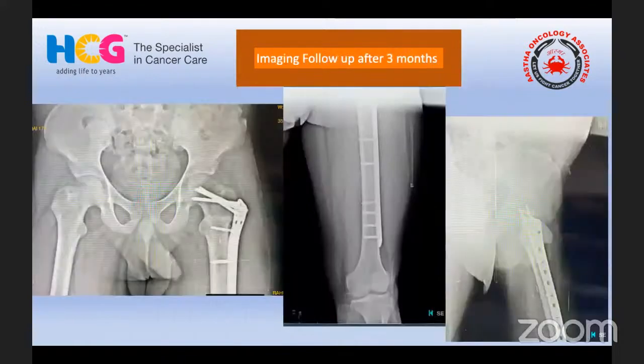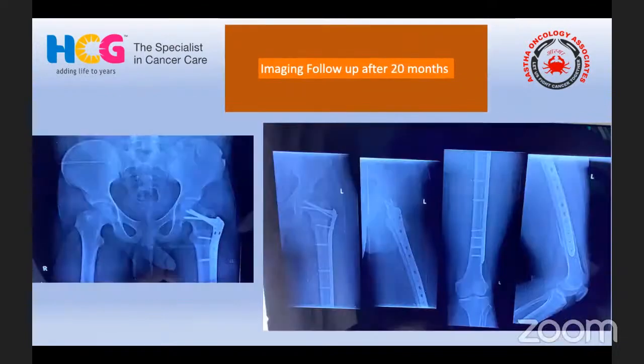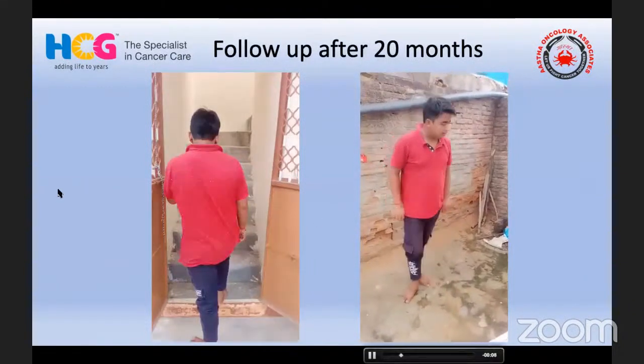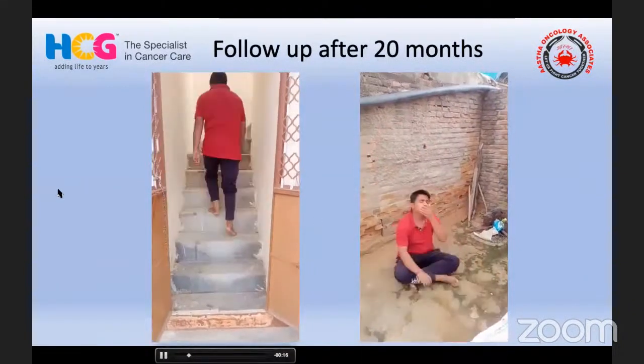Within 3 months, we can appreciate the union site. This is the 3 months x-ray. And this is at the 20 months follow-up. Sorry, that was the 3 months; this is the 20 months follow-up. And the patient is doing fine with all the activities. There is no restriction of movement, he is sitting cross-legged, everything.